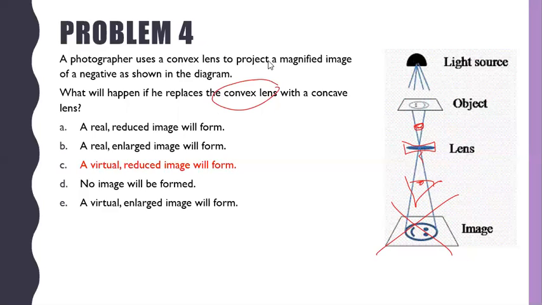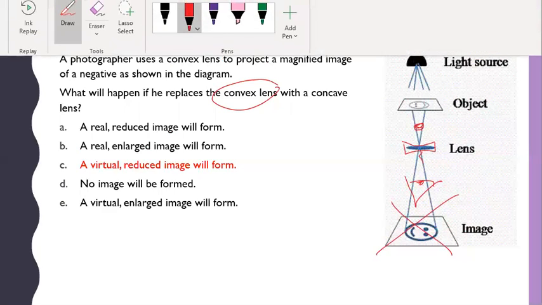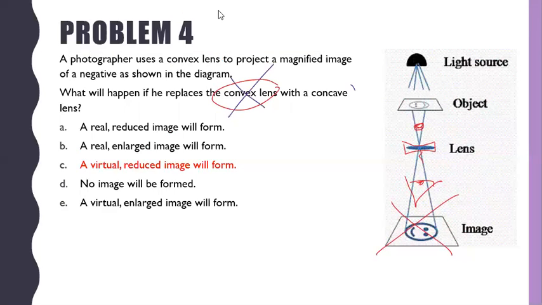No. I said all that wrong. Oops. Sorry about that. It says he replaces it with a concave, and that's my concave lens. And a concave lens always forms a virtual reduced image. A convex mirror always forms a virtual reduced image too, but a concave lens. Sorry about that.